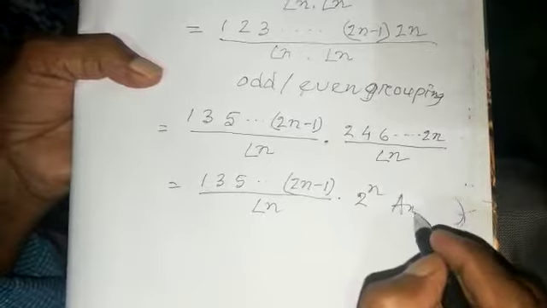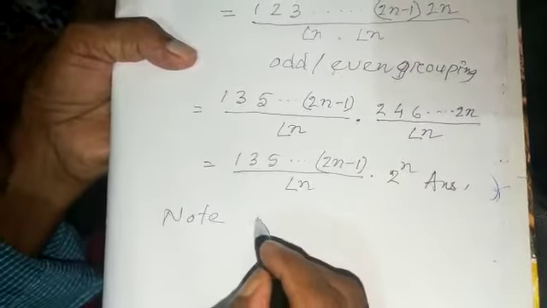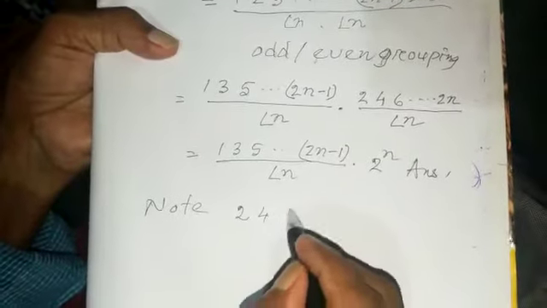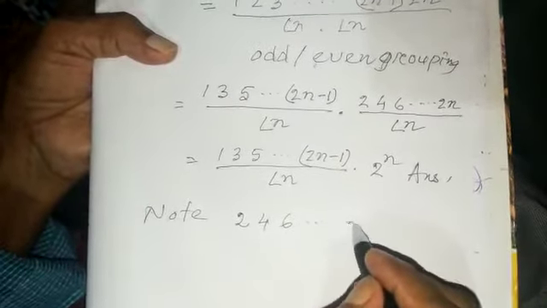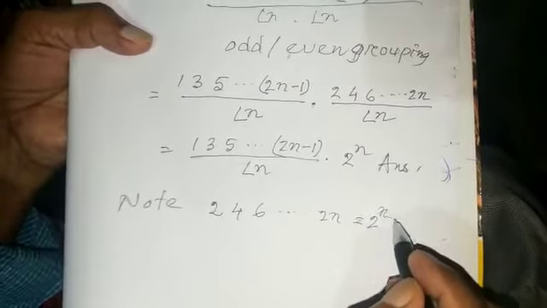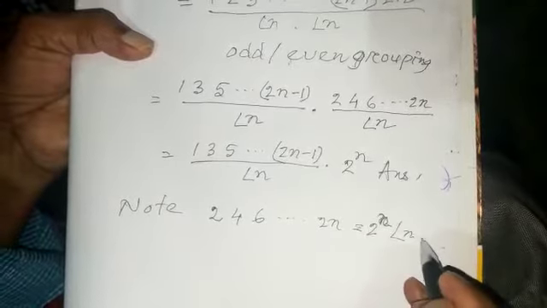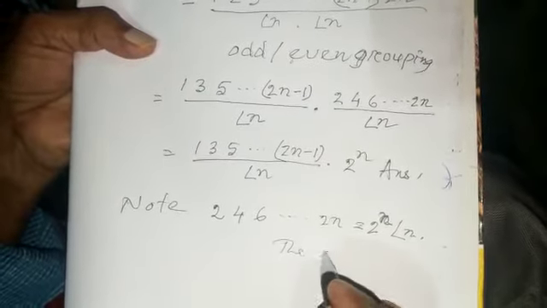This is the answer. Note: 2·4·6·...·2n = 2^n · n!. The end.